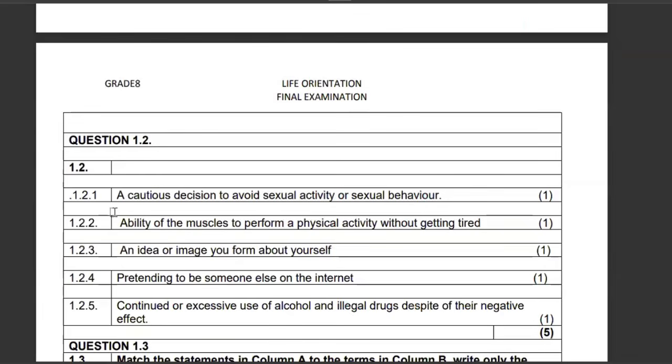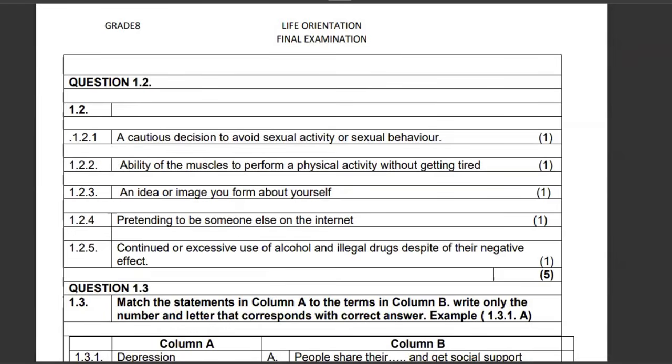Moving straight ahead, question 1.2. All right, so question 1.2, what it requires here is that you provide one term or word for each of the following descriptions. So I would write the instruction here: provide one term or word for each of the following descriptions.